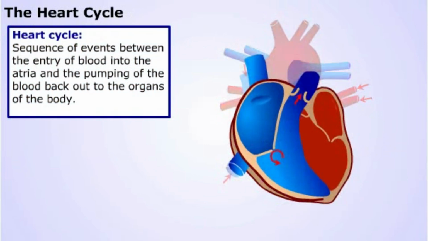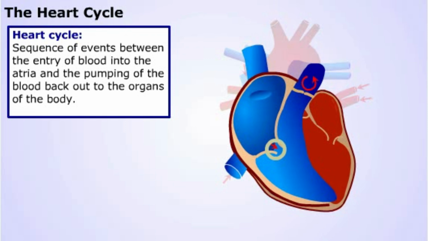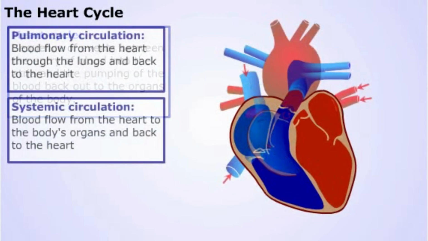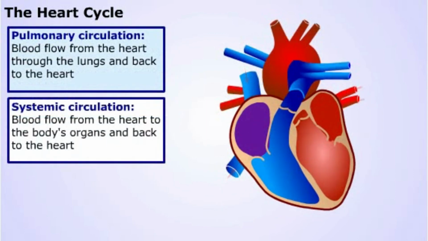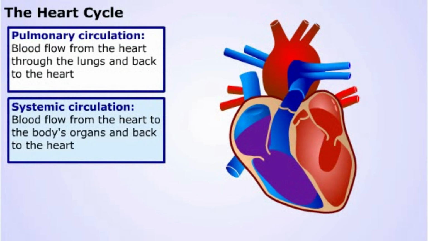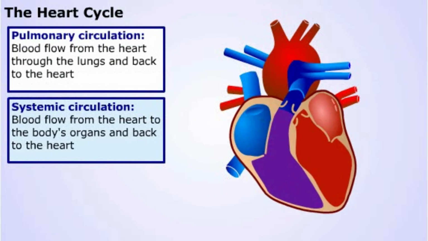A system of valves inside the heart prevents the blood from moving in the reverse direction. These valves are flaps of connective tissue. There are valves between the atria and the ventricles, and between the ventricles and the major arteries connected to the heart. The blood flow through the lungs is referred to as pulmonary circulation. The blood flow through the body's organs is called systemic circulation.